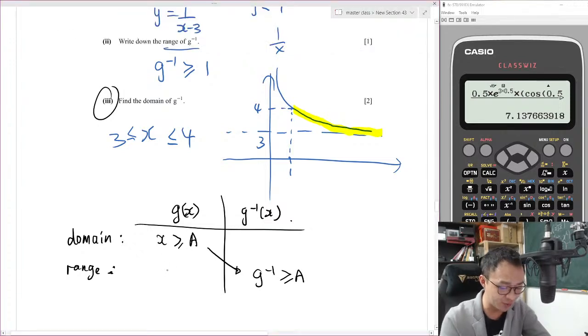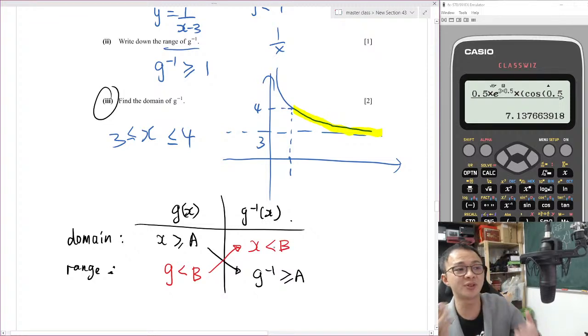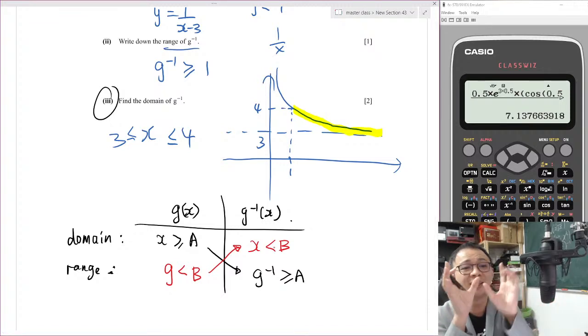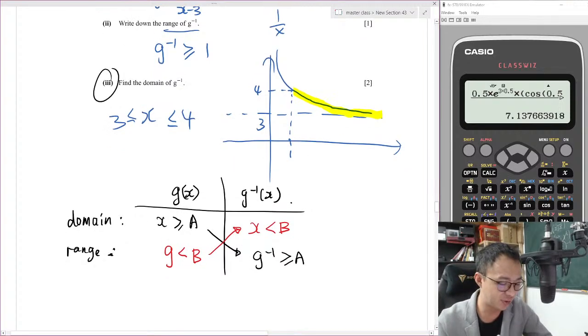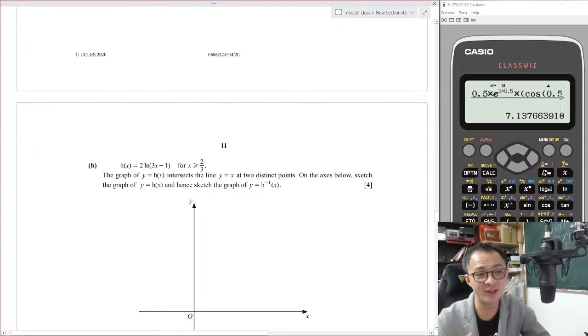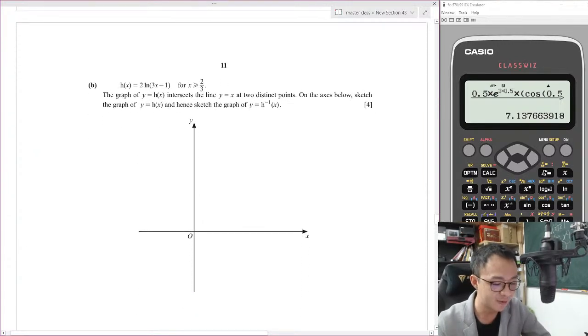So let's say the range of g(x) is less than b. Then it's the same as the domain of g inverse, but for a domain you cannot write g or g inverse, you need to write x is less than b. This is how you use them with each other. You straight away copy the inequality and the number only, but you don't copy the x sign. I hope you get it. If you still don't get it, you can check out my domain and function video on my channel.